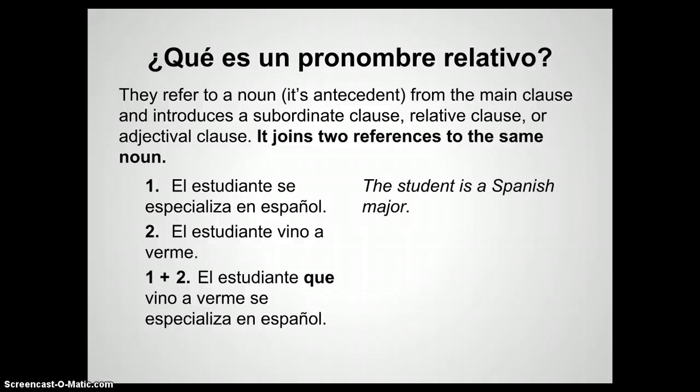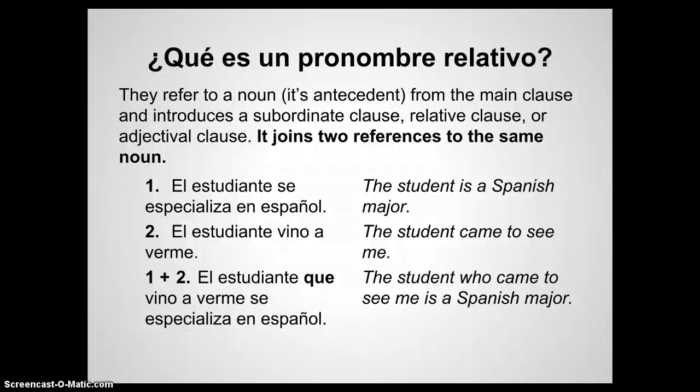So if we look at this, it means the student is a Spanish major. So one reference to the student. The student came to see me. That's the second reference, and we mesh them together. The student who came to see me is a Spanish major.